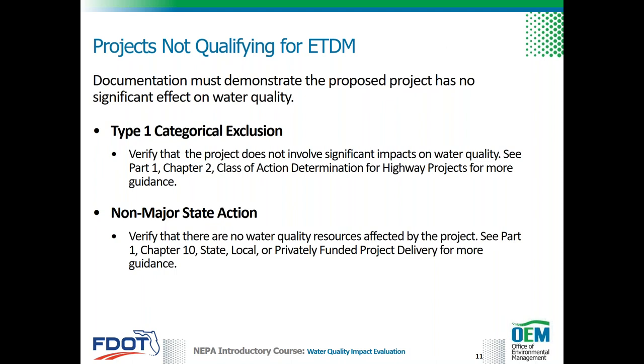Generally, projects not qualifying for ETDM screening have no significant environmental impacts and therefore may need only a minimal water quality evaluation rather than a full evaluation. For those projects that do not qualify for screening through the ETDM process and do not require completion of a water quality impact evaluation checklist, there must be documentation provided for the environmental document to show that the project has no significant effect on the water quality. These documents include the Type 1 categorical exclusion and non-major state actions and some Type 2 categorical exclusions.